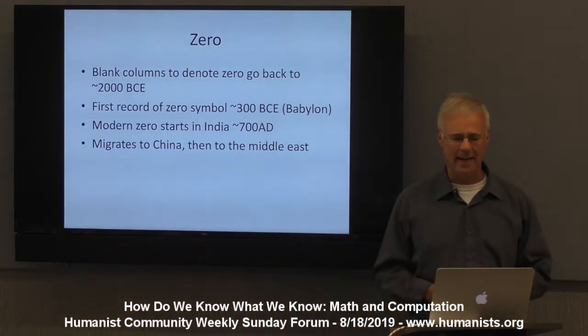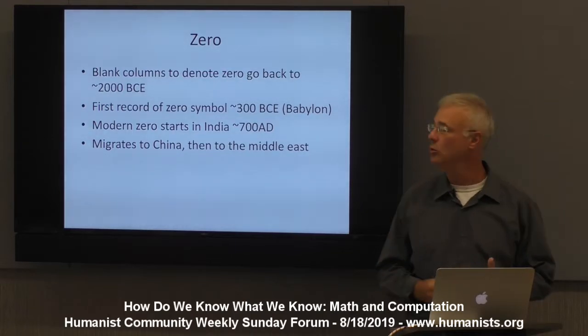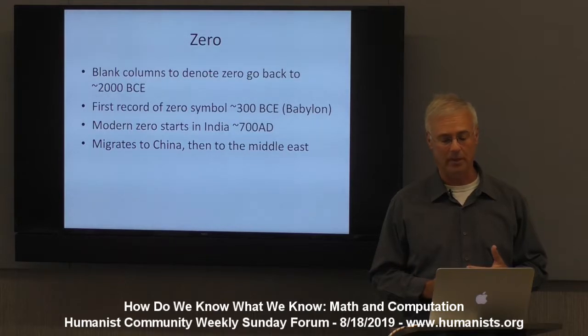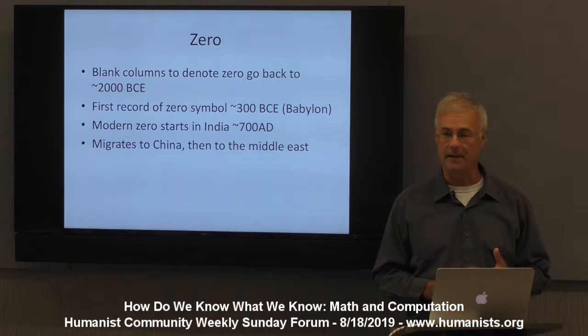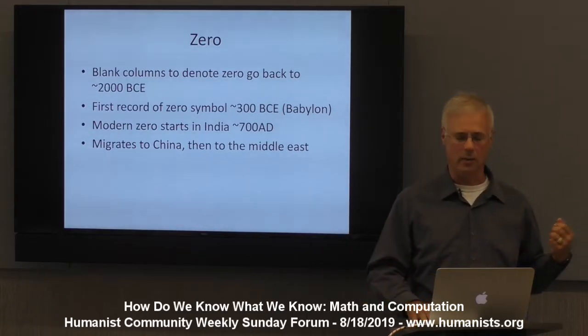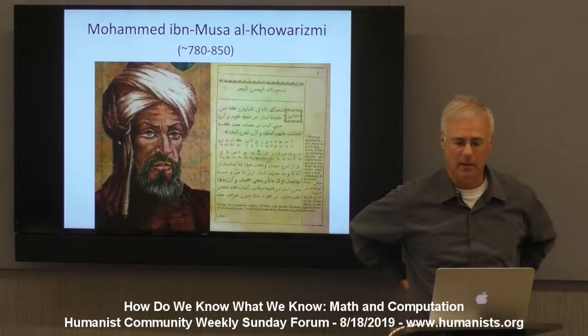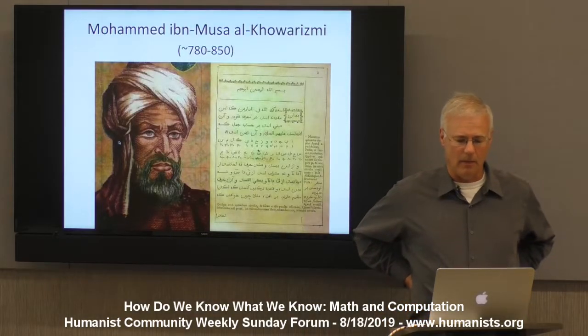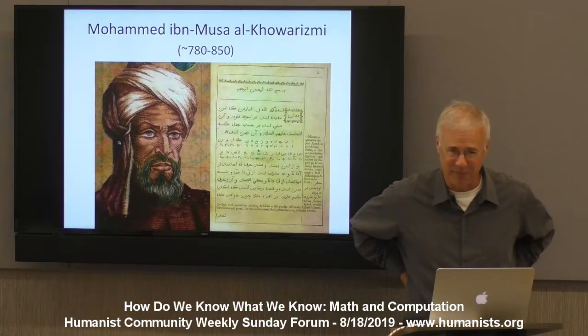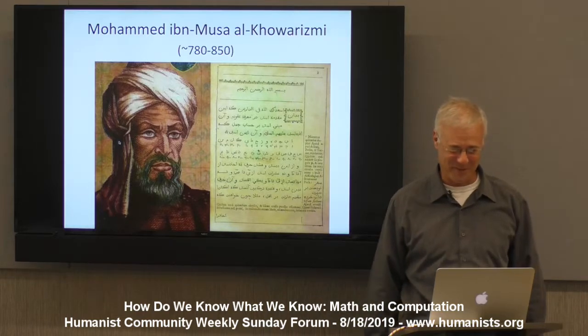So blank columns to denote zero go back to about 2000 BCE. But the first record of a zero symbol is 300 BCE in Babylon. The modern zero starts in India around 700 AD. It migrated to China and then to the Middle East, where it was first made respectable by this gentleman, Muhammad ibn Musa al-Khwarizmi, as best as I can reconstruct it.